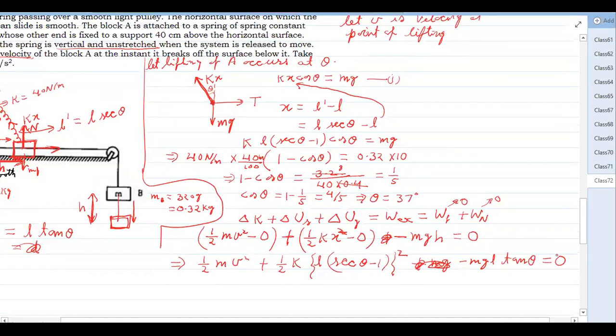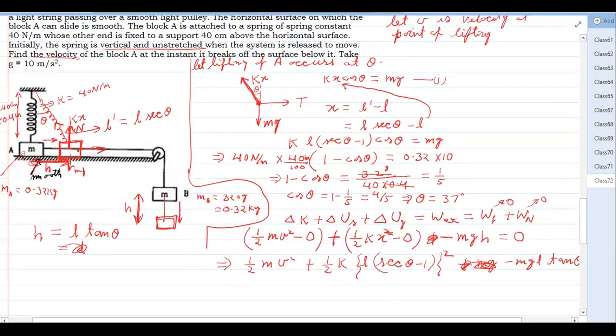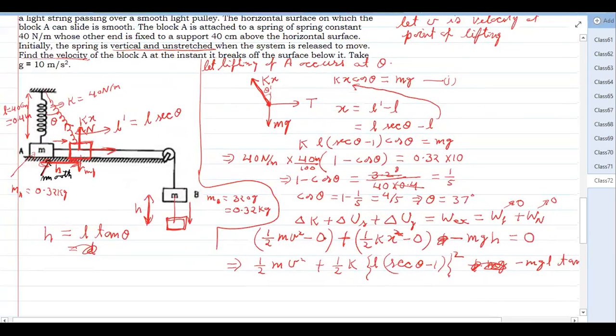So I am explaining it again. The delta K is the change of kinetic energy. The initial velocity was 0, and at the point of lifting the velocity is v, so half m v square minus 0. Then the change of spring potential energy: initially the spring was relaxed, so 0 energy, and finally its extension is x, which is L into sec theta minus 1. Then for the gravitational potential energy, the object is coming down by height h, so minus mgh, and h is L tan theta in terms of theta. So this is the equation.